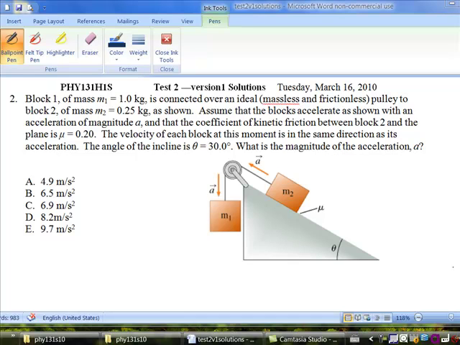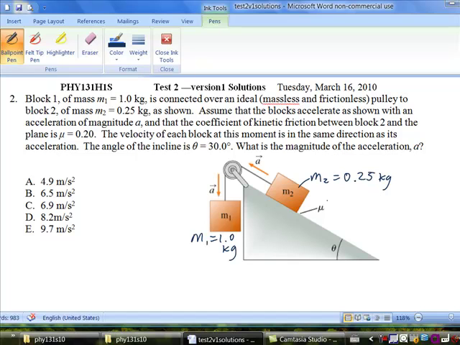Question 2. Block 1 of mass 1 kilogram, M1 equals 1 kilogram, is connected over an ideal massless and frictionless pulley. I love those pulleys. Very expensive though. To block 2, mass M2 equals 0.25 kilograms, as shown.